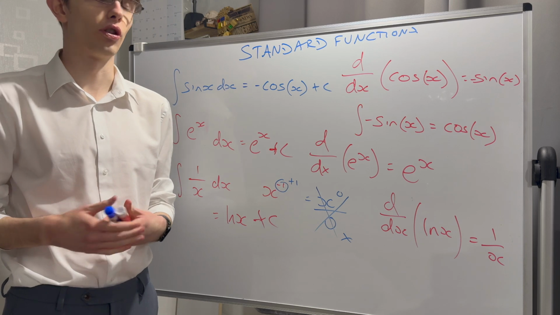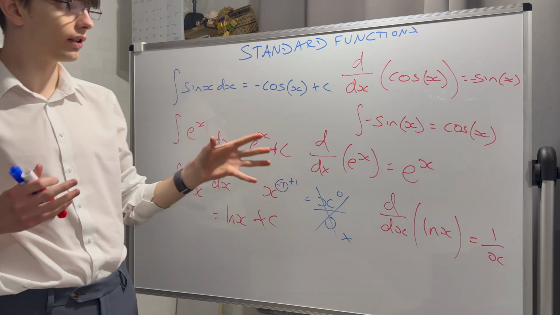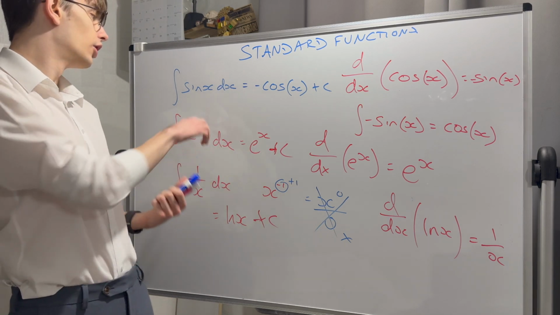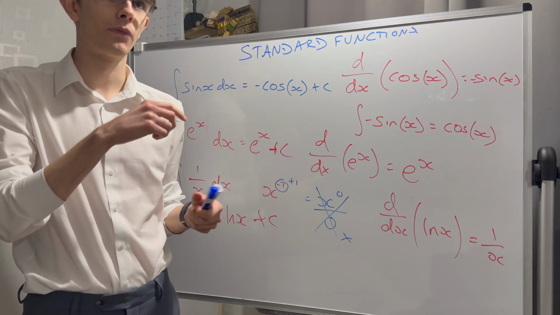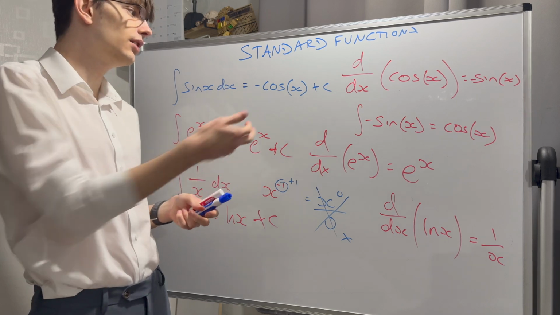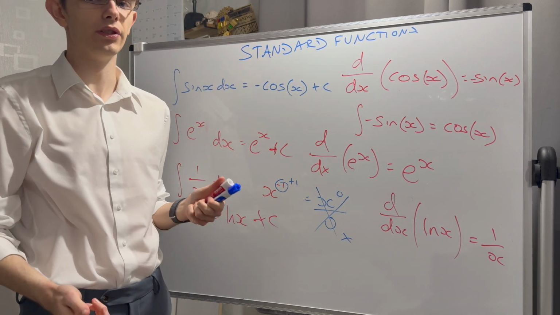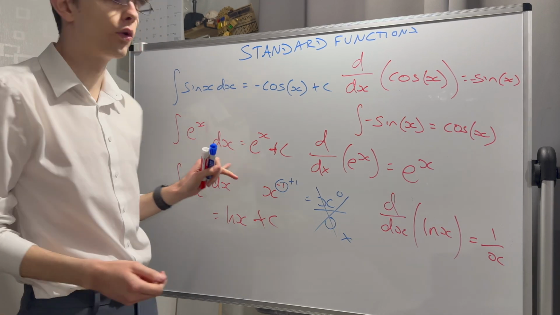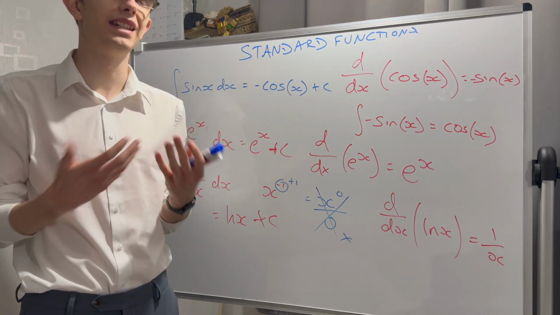Now, as I said, I will be proving the methods for some of these, not all of them. Some of them, like the integral of sine, the proof really is this idea of working backwards. So there's not really a proof here. Same with e to the x, same with 1 over x. They're all just standard functions. We don't need to prove them.